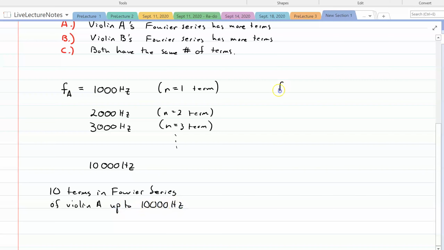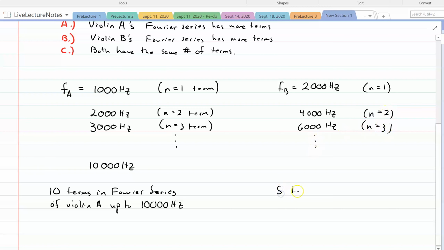Now how about violin B? The frequency of violin B is 2000 hertz. That's the n equals 1 term for that violin. And then the second one is 4000 hertz, and the third term is 6,000. They're all multiples of the fundamental frequency, right? This is n equals 2. This is n equals 3. And so on. So this one has 5 terms in the Fourier series of violin B up to 10,000 hertz.